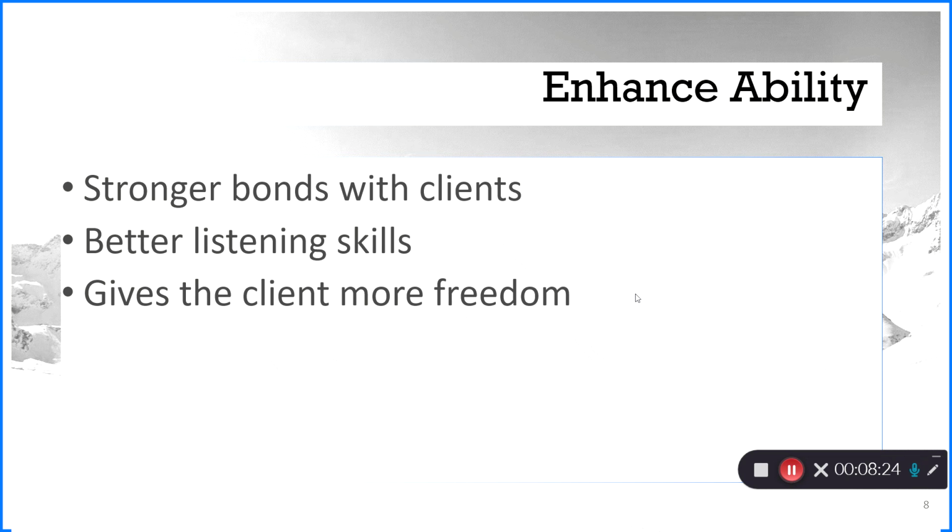Enhancing abilities. Using the collaborative model will allow for stronger bonds with the client by allowing us to interact on an equal field. It will also strengthen our listening skills because of the collaborative therapy. Having therapists take the role of the learner, we have to do more listening. The collaborative model also allows the clients to have more freedom because they're in charge of the conversation and have the option to set their own goals.